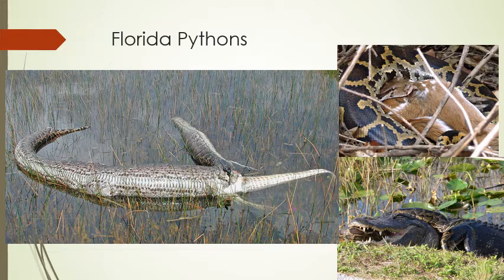Sometimes the alligator wins. Here you can see one with a python in its mouth. Sometimes the python wins. But you know who doesn't win? Deer. Deer, raccoons. Most of the small mammals have been eaten out of the Florida Everglades. They just aren't there anymore because there's so many pythons.